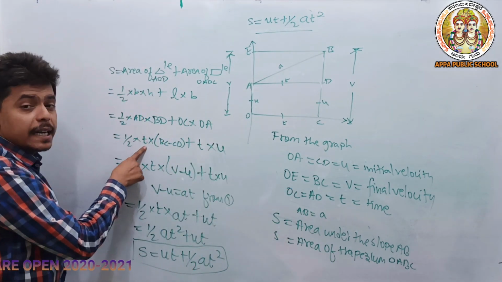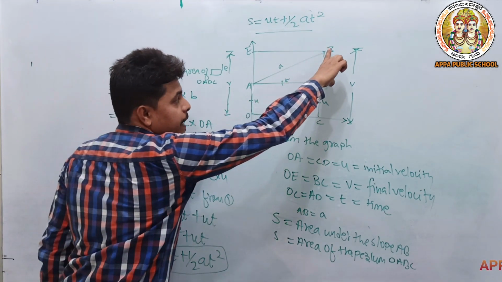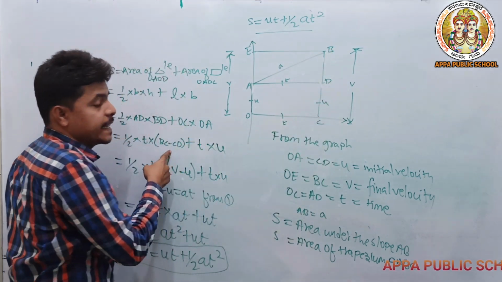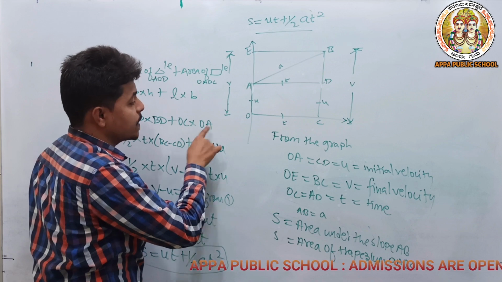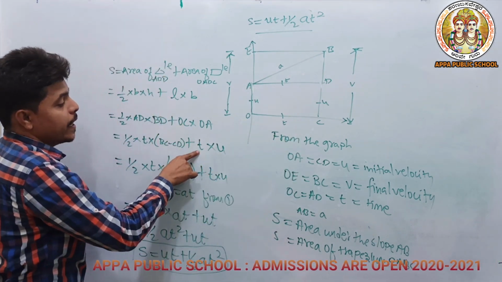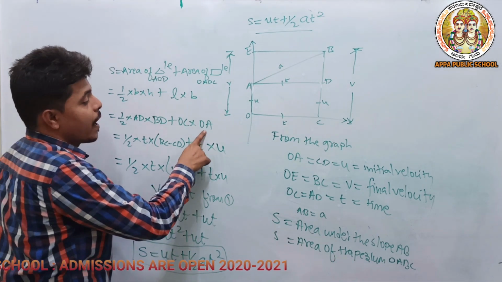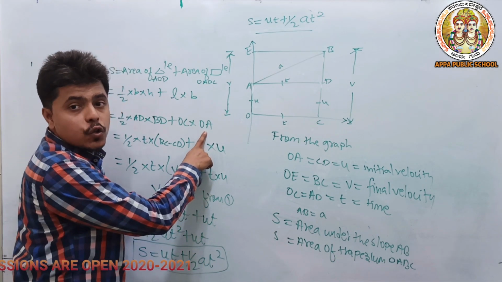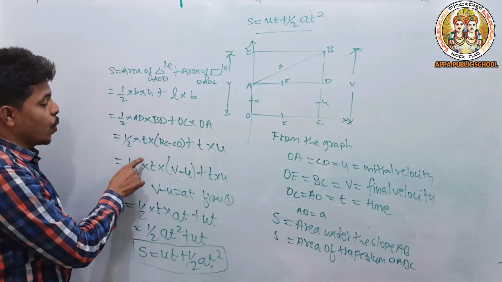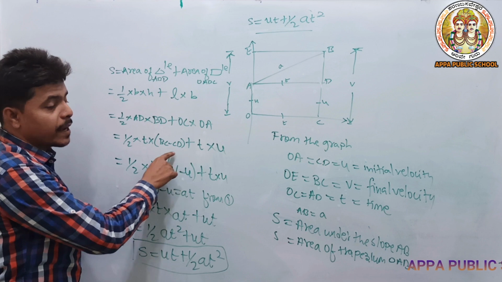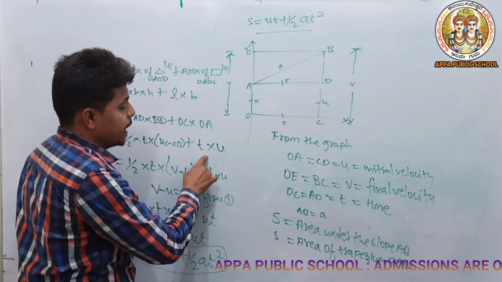So AD is nothing but T and BD is nothing but BC minus CD. This BD I have written as BC minus CD. So plus OC into OA. What is OC here? It is the length. So length I have written OC and the value of OC is T, and OA is the breadth, so the value of OA is U. So S is equal to half into T into BC minus CD, which is nothing but V minus U. I have written V minus U here, plus T into U.